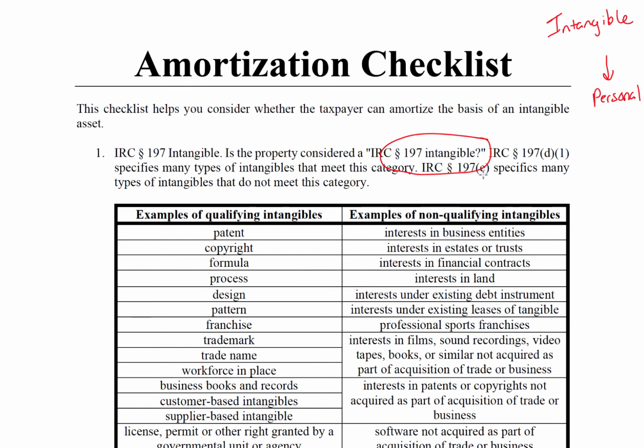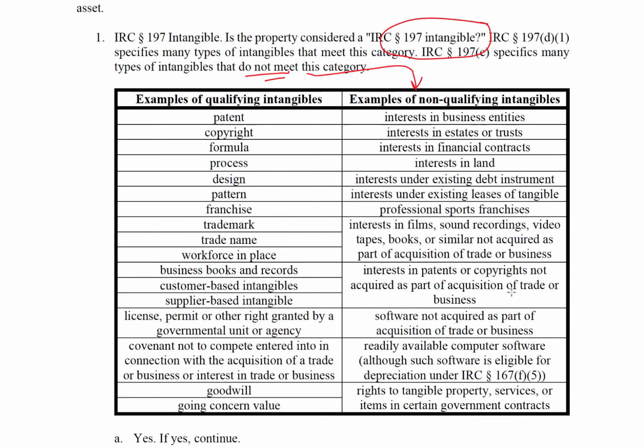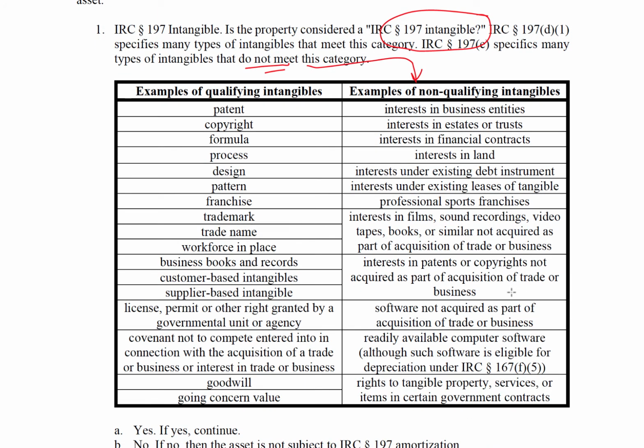Section 197(e) specifies types of intangibles that do not meet the category. So this is over here, examples that do not meet the category. And again, same idea, this is just some of those, right? There can be similar ones out there as well. So here are some examples of qualifying intangibles.